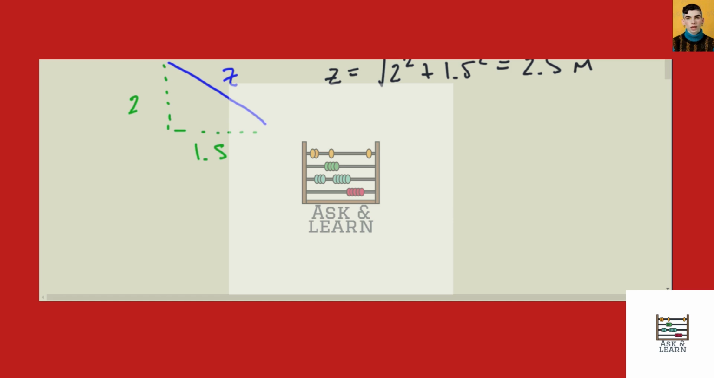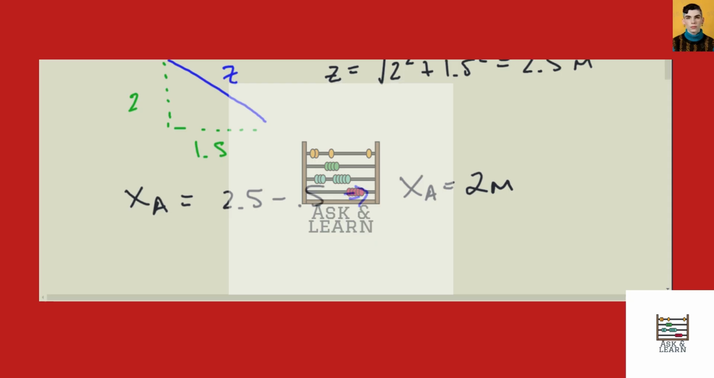So that means xA, the distance of the spring at point A, is that distance 2.5, z, minus the length of the spring when it's unstretched, which is given as 0.5. So that means for xA, we have 2 meters.